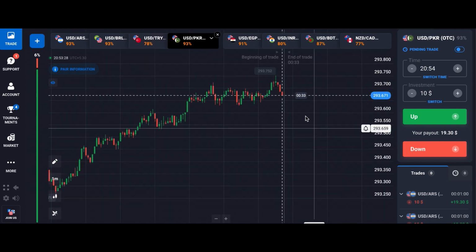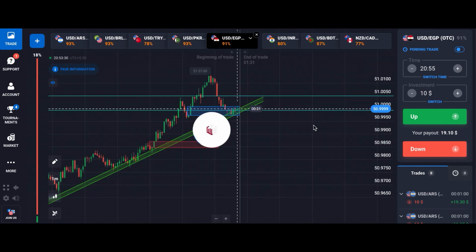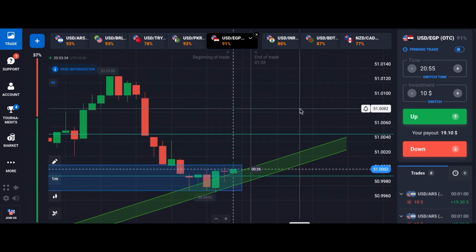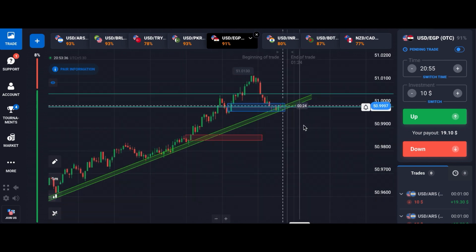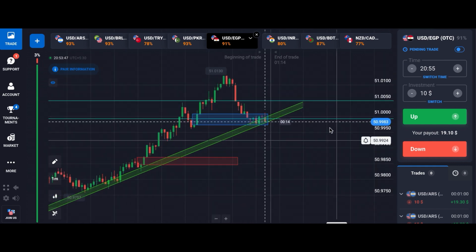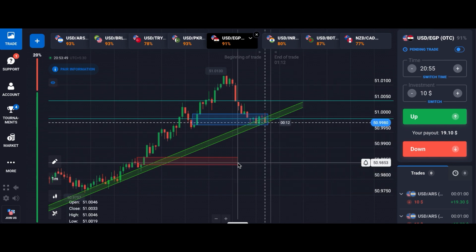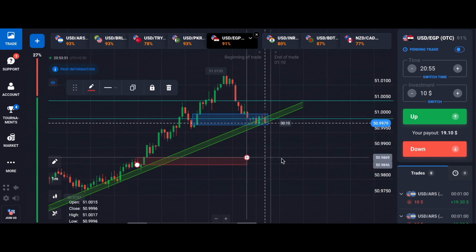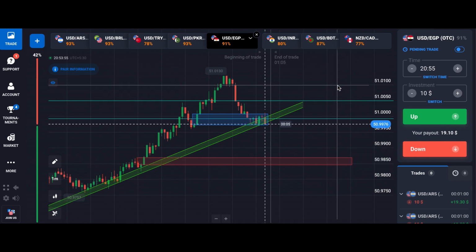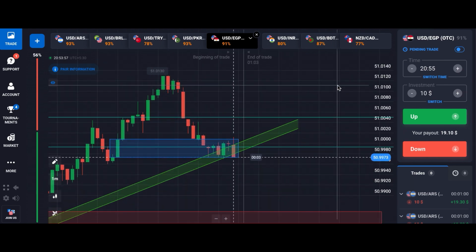So, finding another opportunity. Okay, the market is stuck here. You can see the levels which I have drawn. The market is still fighting at these levels. Okay, the next level is this one. The market will reach this level.